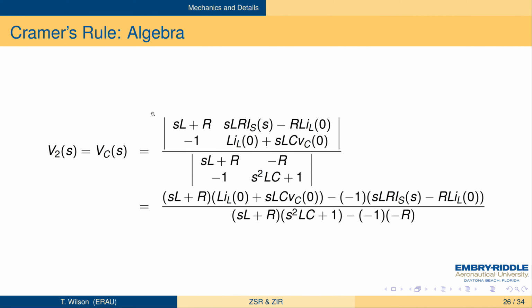So taking determinants, for 2 by 2, it's really easy. You take upper left times lower right minus lower left times upper right, etc. So we get SL plus R times this whole L I sub L of 0 plus SLC VC of 0, minus 1 times the SLR I sub S of S minus RL I sub L of 0 term. In the denominator, we get SL plus R times S squared LC plus 1, minus 1 times minus R.